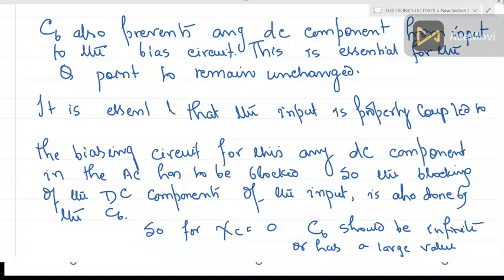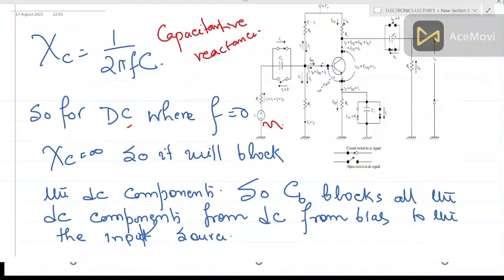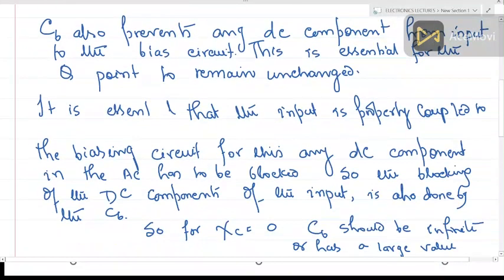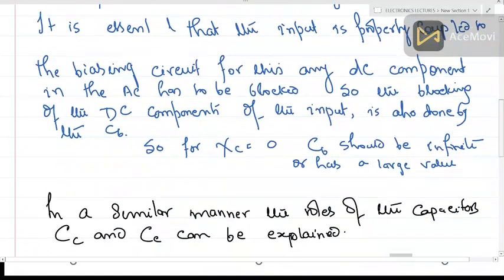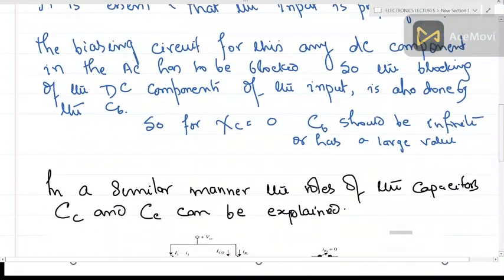When you have a high frequency AC, you can see from this relation that if frequency is larger, then Xc will be very small, and it will behave like a closed switch. It will allow the maximum amount of AC to pass through. And this is very essential. So this CB blocking capacitor, I think you have understood its purpose and its function. Blocking capacitor.